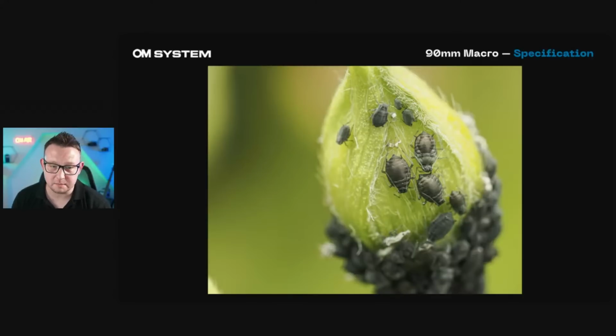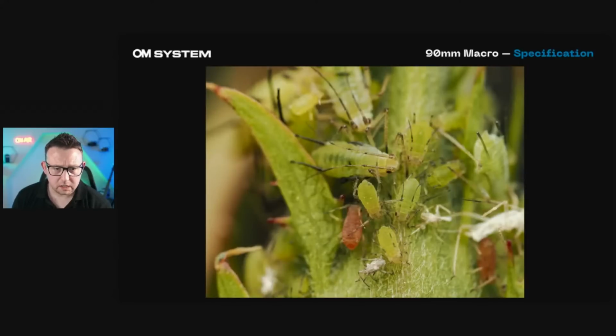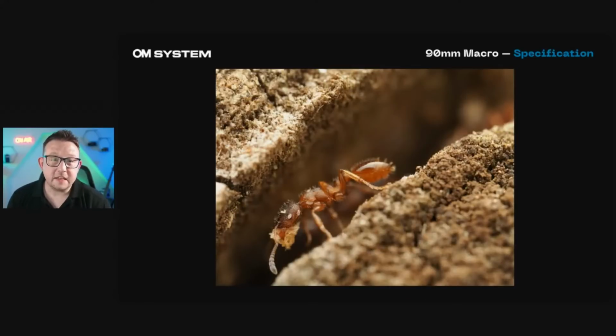So this is 90mm macro. This one is natural light, which works very nicely. This one is with the FL700 and diffuser on there as well. So the aphids were working away there. And then this is another one of the ants in the cut down tree stand. We saw one earlier from the 60mm macro at a 1:1 ratio. This is now a 2:1 ratio.